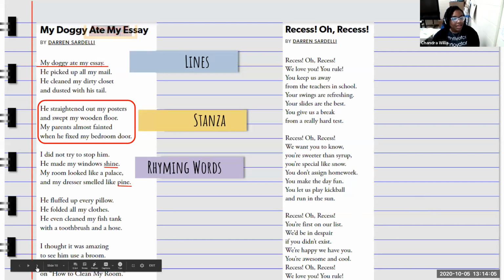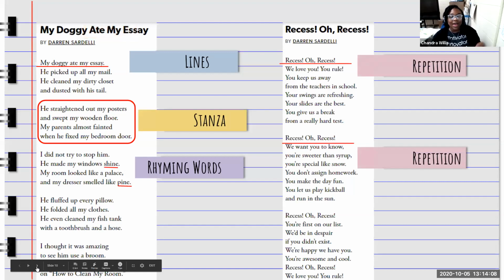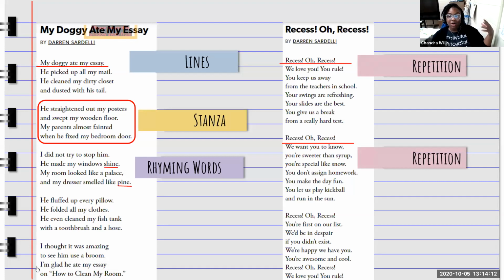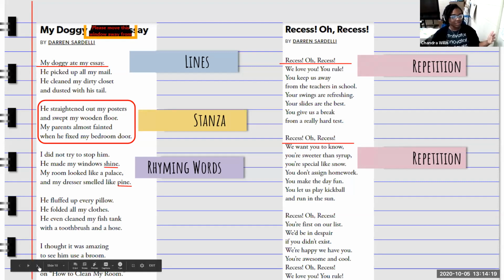Okay, let's look at this. Whenever you have words or stanzas or lines that are repeating, that is called repetition. So it says "recess, oh recess" all through the poem. That's repetition.